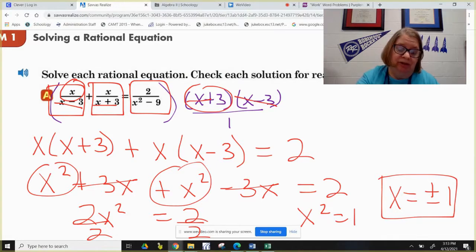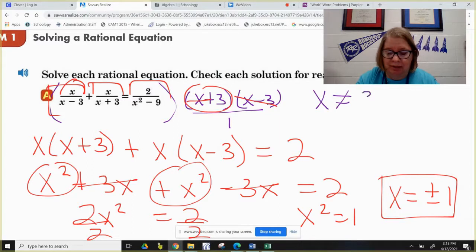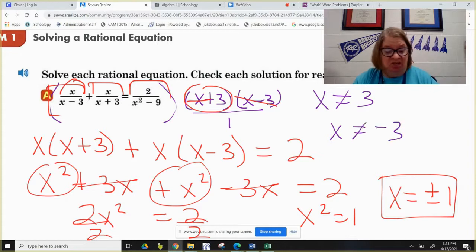We really need to plug those in and check them to see if they work. But you also can check for your restrictions. What were our restrictions? Let's go back, get rid of some of these marks. Our restrictions on this denominator, x can't be 3, x can't be -3. Didn't say anything about 1 or -1, did it? So those solutions would work.